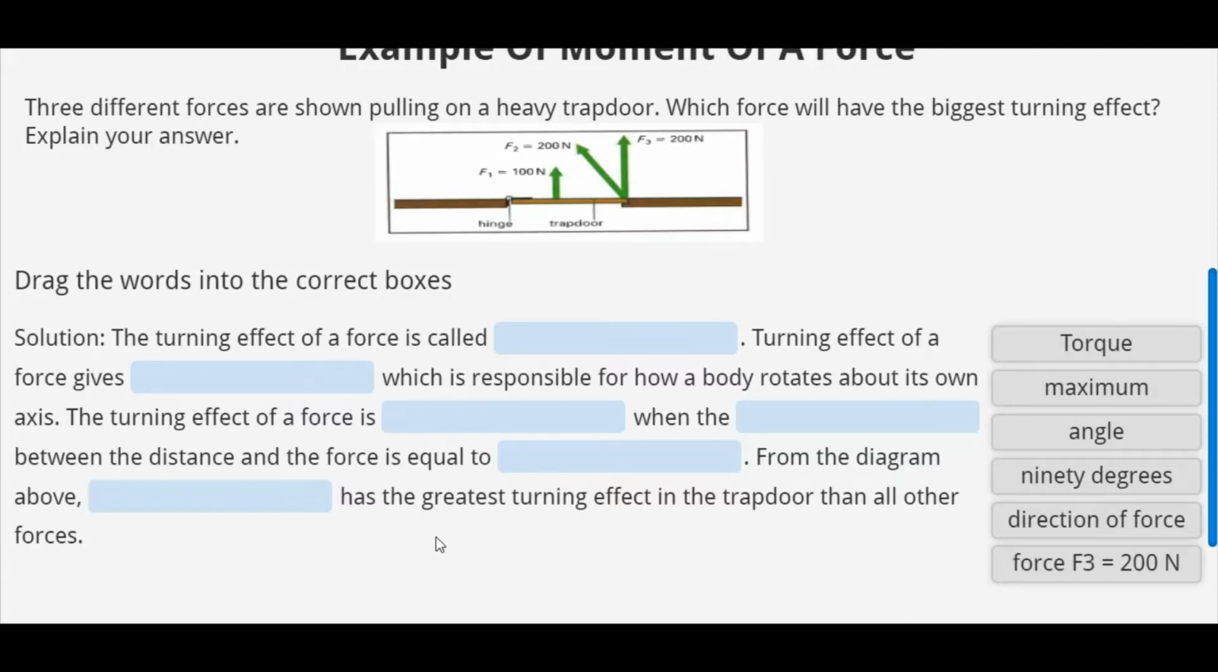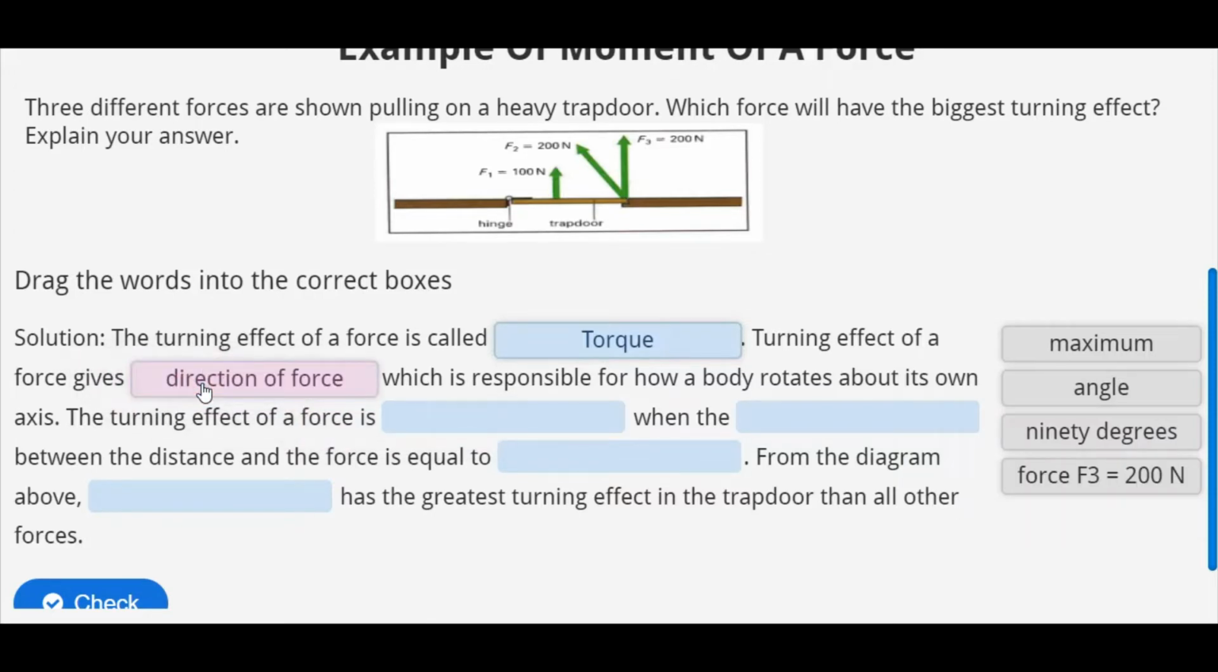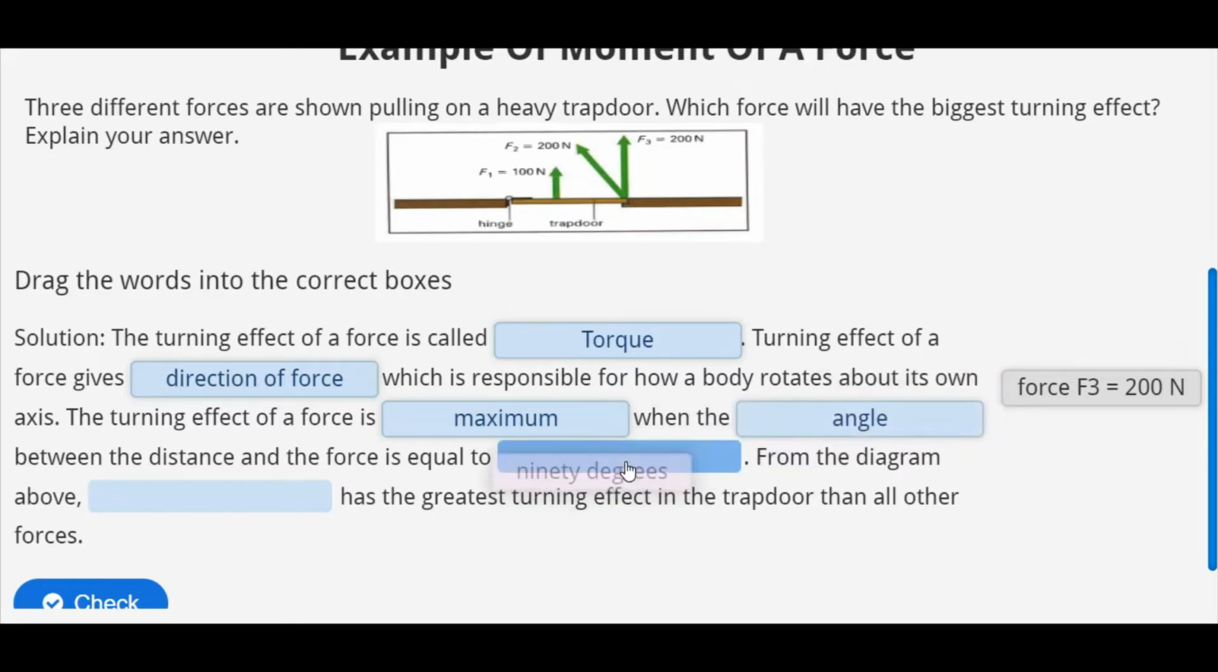The turning effect of a force is called torque. Turning effect of a force gives the direction of force, which is responsible for how a body rotates about its own axis. The turning effect of a force is maximum when the angle between the distance and the force is equal to 90 degrees.